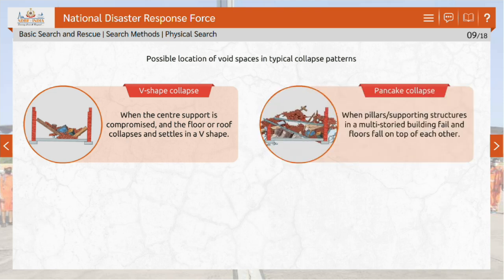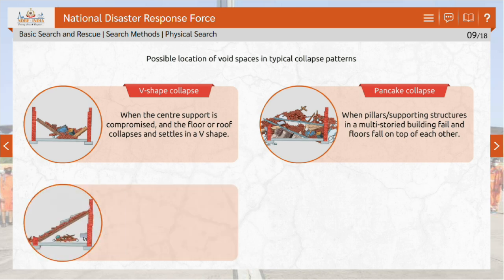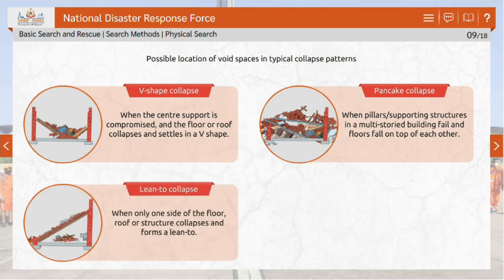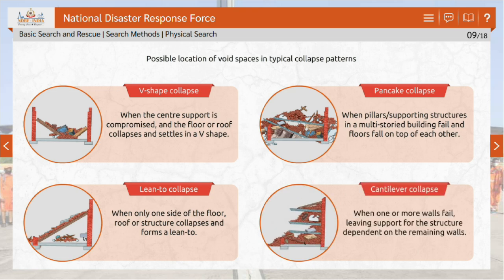Pancake collapse, which occurs when pillars and other supporting structures in a multi-storied building fail as a result of an earthquake, causing floors to fall on top of each other. Lean-to collapse, which occurs when only one side of the floor, roof or structure collapses and forms a lean-to. And cantilever collapse occurs when one or more of the structure's walls fail, leaving support for the structure dependent on the remaining walls.